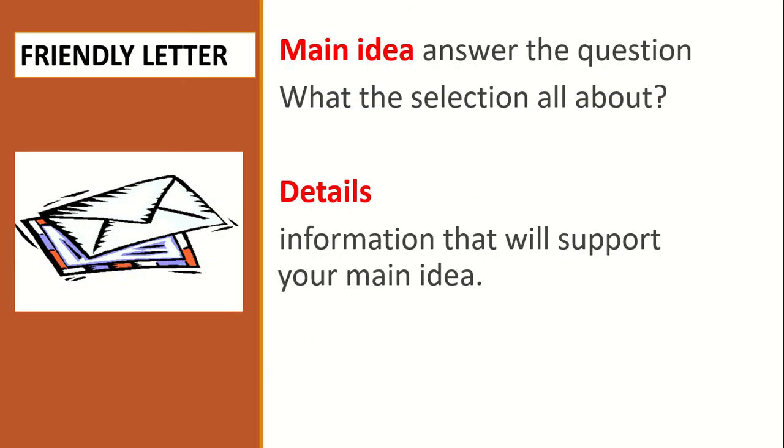Next, again, to find the main idea, it should answer the question, what is the selection all about? Then details, those are information that will support your main idea. Is it clear? I hope that everything is clear about this main idea, details, and how to write a friendly letter.